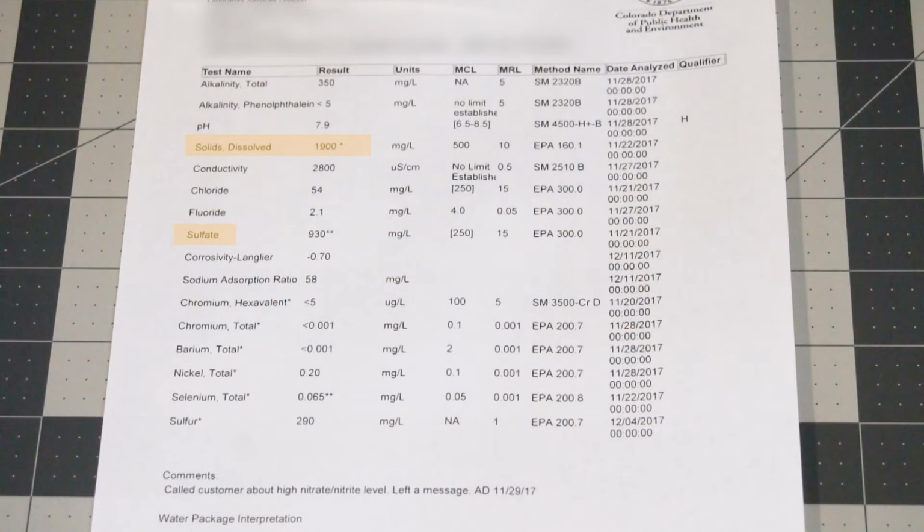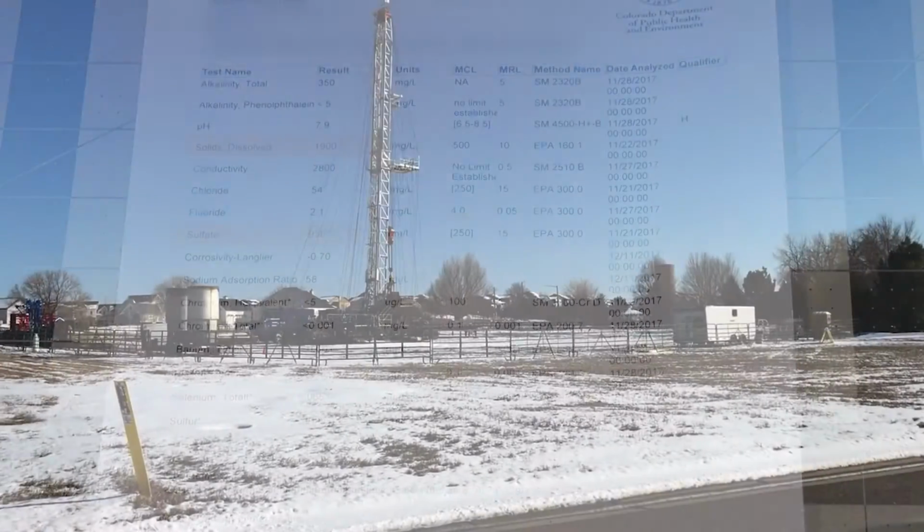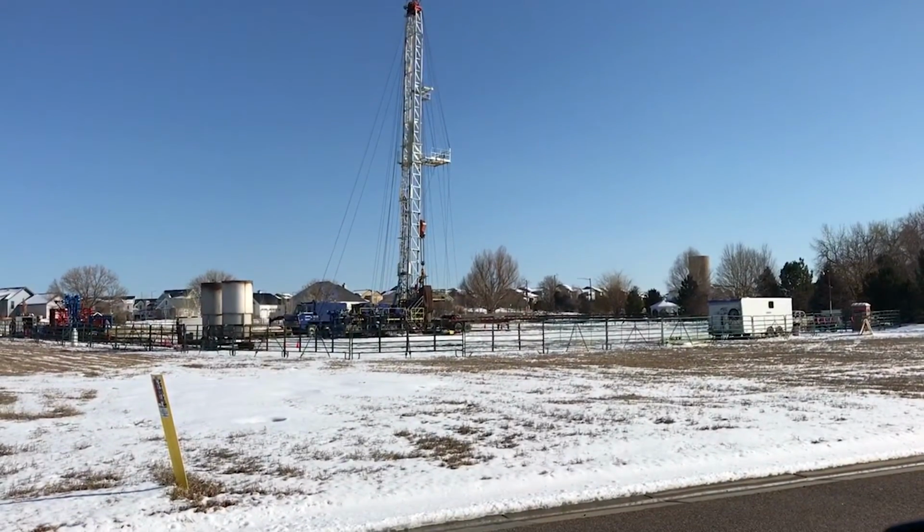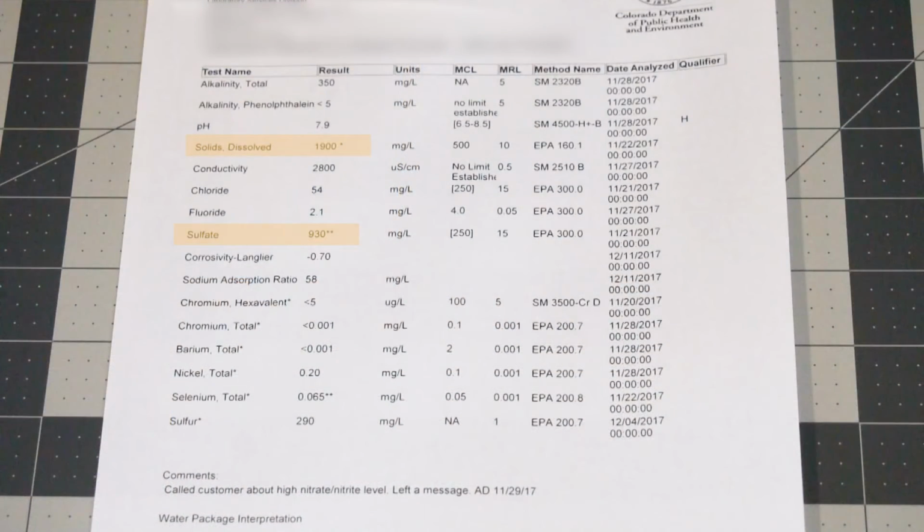Sulfates typically come from mining and similar industrial processes. The recommended maximum for sulfates in water is 500 parts per million. At 930, we're nearly twice that.